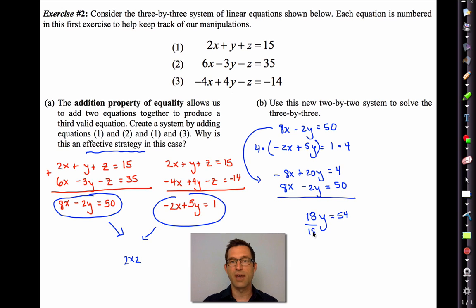Now, if everything works out nicely, when we solve this, divide both sides by 18, y will turn out to be nice, and it does. Looks like I really like y equals 3.